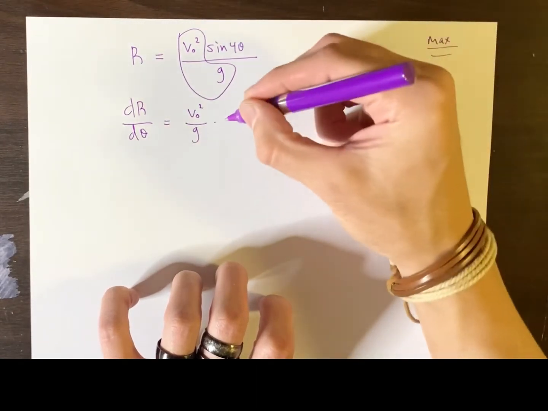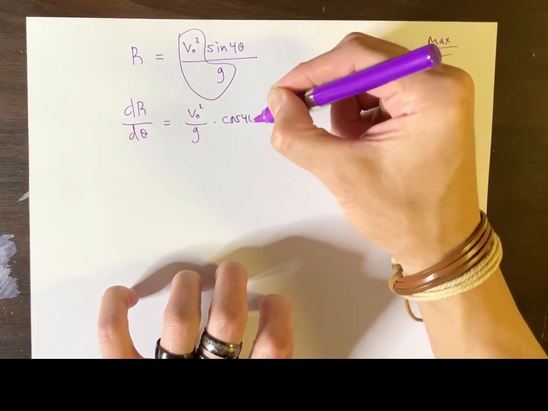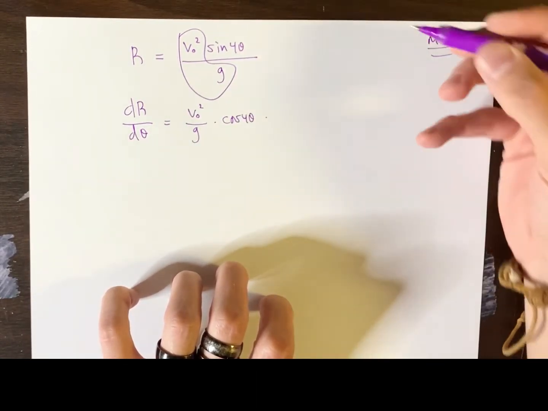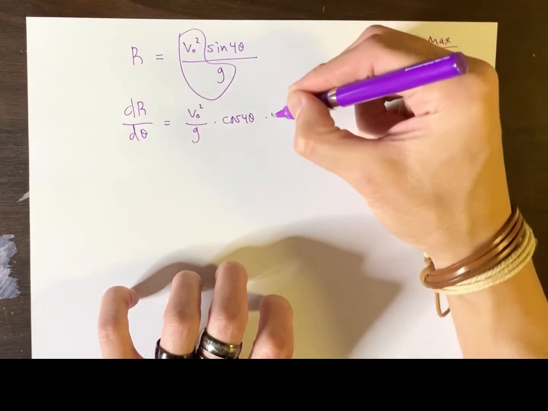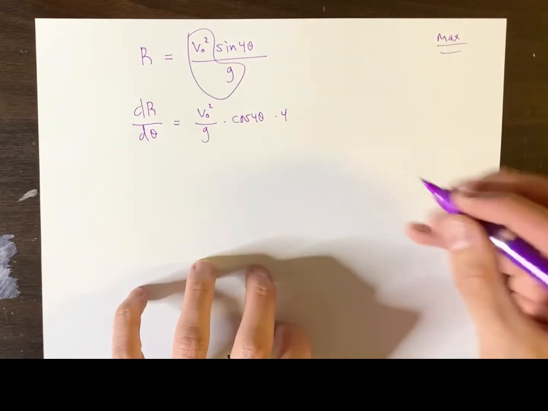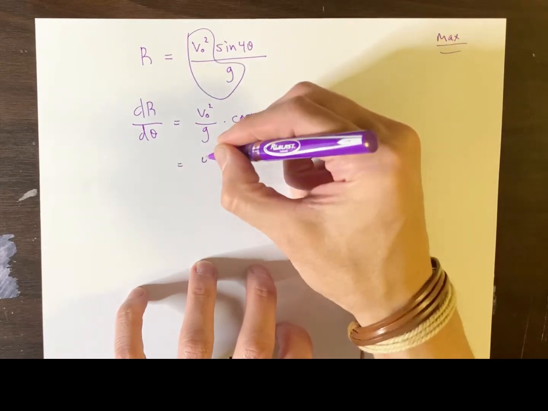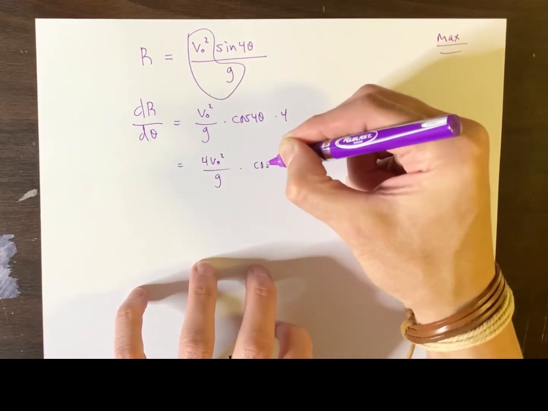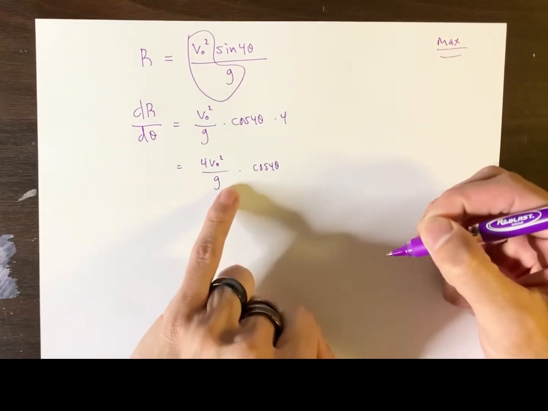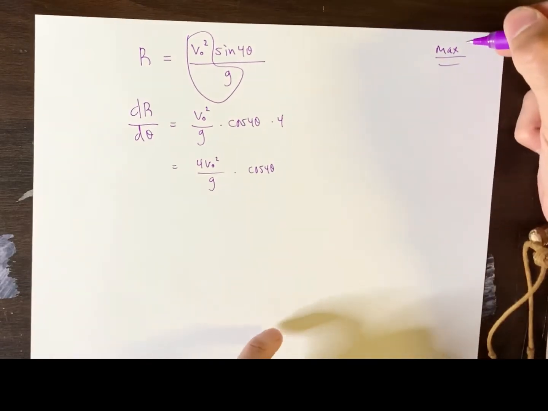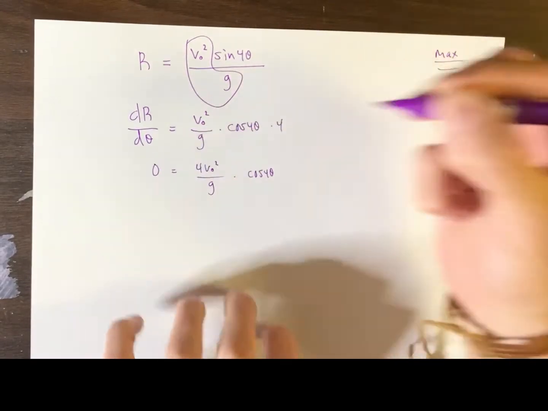Now the derivative of sine is cosine. Carry your inner function, but then multiply by the derivative of the inner function, which is 4. And so this is 4g times cosine of 4 theta. So this is the derivative. To find the maximum, you set the derivative equal to 0 and solve.